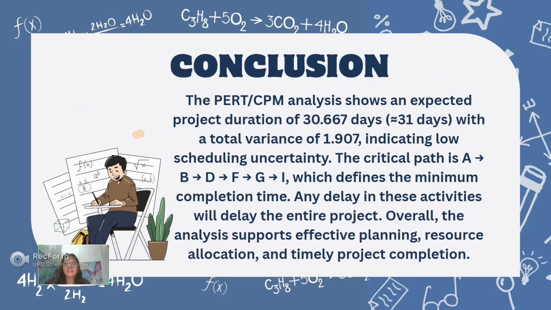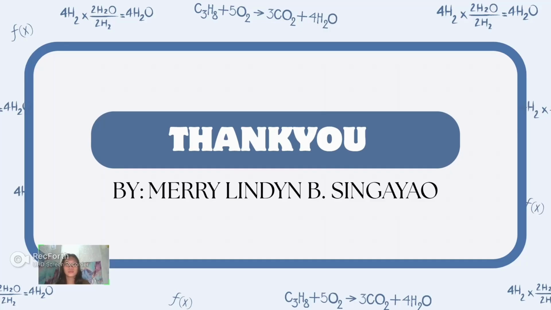Therefore, the PERT and CPM analysis shows an expected project duration of 30.667 days, or equivalent to 31 days, with a standard deviation of 1.907, indicating low scheduling uncertainty. The critical path is A, B, D, F, G, and I, which define the minimum completion time. Any delay in these activities will delay the entire project. Overall, the analysis supports effective planning, resource allocation, and timely project completion. That would be all. Thank you.